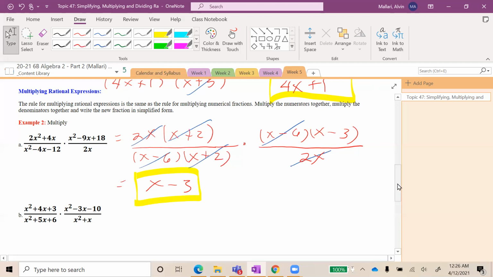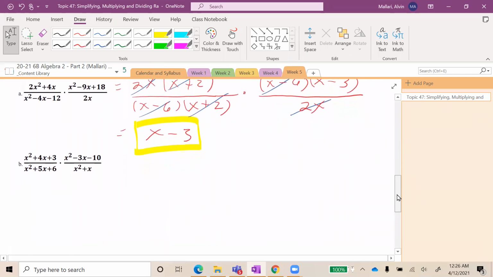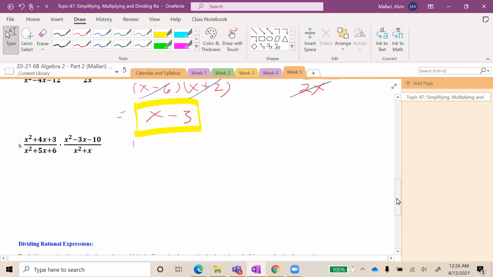All right. Now moving on to multiplying rational expressions. Example B. Now here, let's find factors of x squared plus 4x plus 3. The factors of x squared would be x times x. Factors of the last term, which is 3, that add up to positive 4, would then be 3 and 1. Okay, both of them will be positive. So 3 times 1 is 3. 3 plus 1 will be equal to 4, which is the middle term.